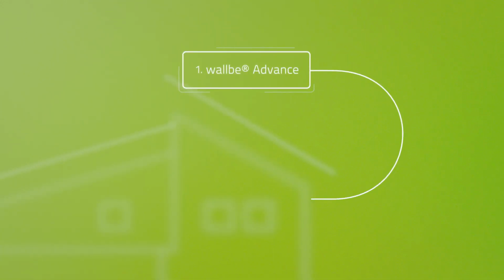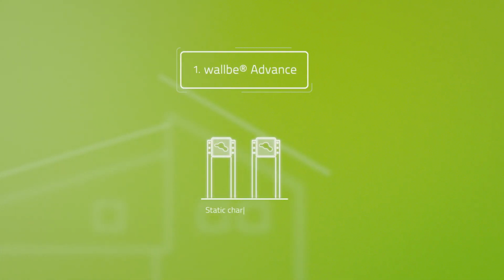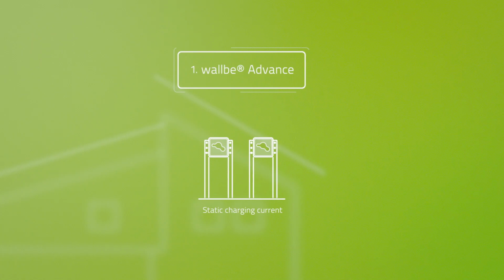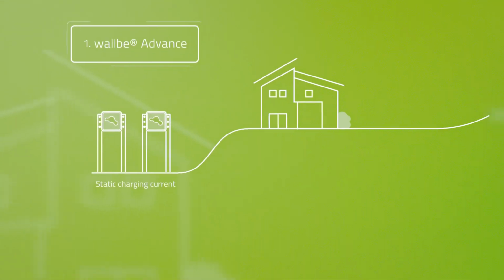Wallbe Advance, for a maximum of two charging points. Here, charging currents are exclusively allocated statically to the charging point in question. The ideal solution for residential houses and apartment blocks.